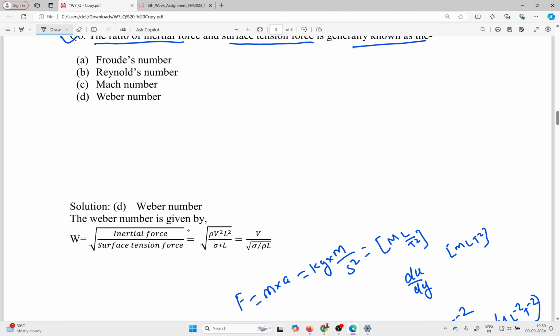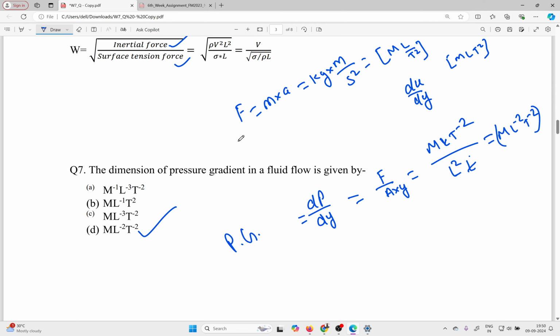Here you can see the derivation. The Weber number is the ratio of inertial force divided by surface tension force. Inertial force is nothing but the force due to your mass as well as velocity. Remember, please, mass and velocity: how much mass is moving, with how much velocity the fluid is flowing. Remember, this always represents the inertial force.